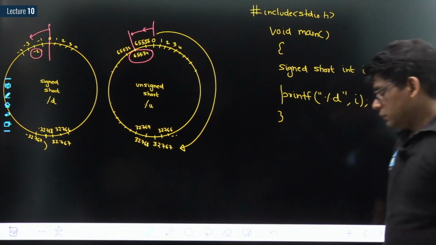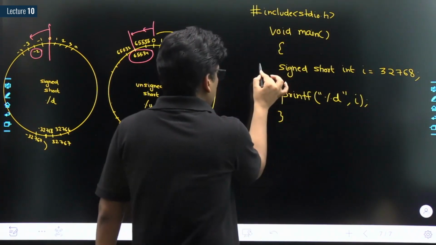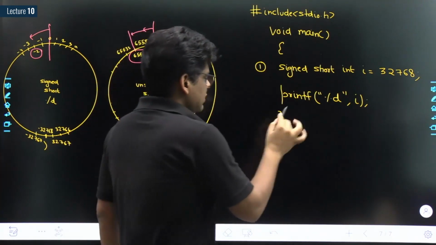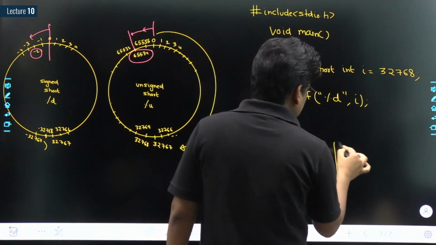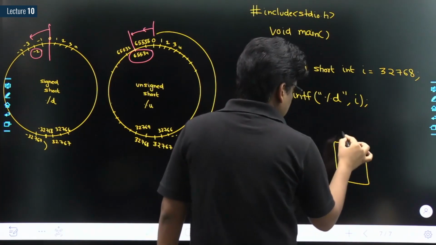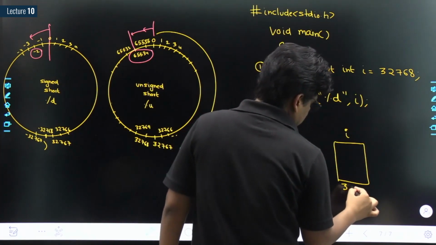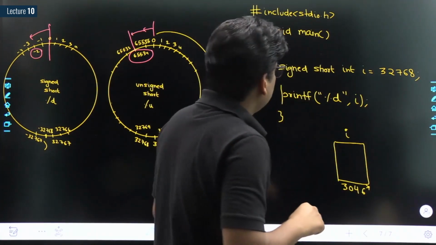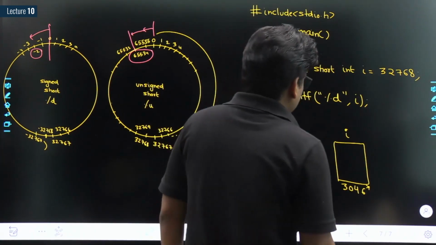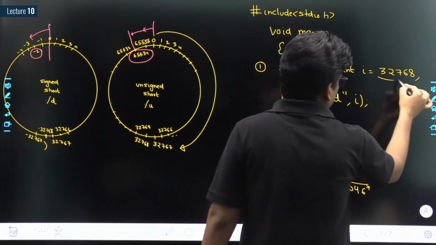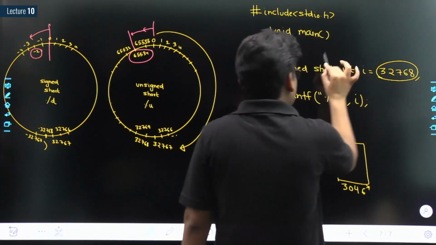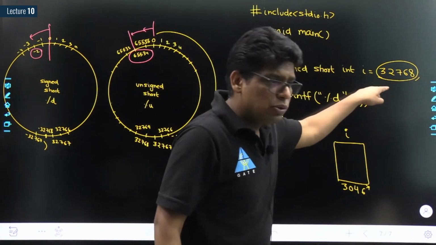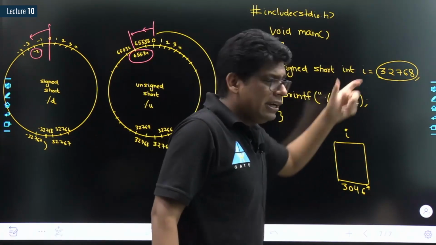Sir, let's talk about line number 1. From the first line, somewhere in memory, a variable I is created, and it must have some address. But we don't care about that address currently. And we are trying to store a value 32768 inside a signed short integer. Let me check whether this value is allowed for a signed short integer or not.